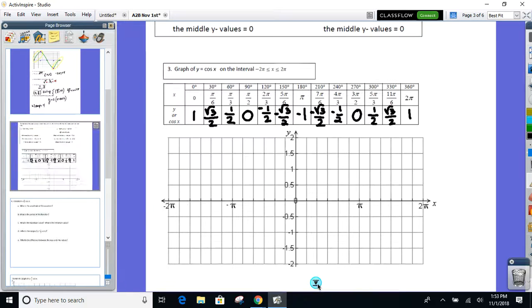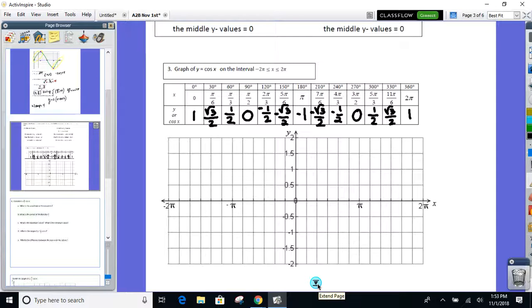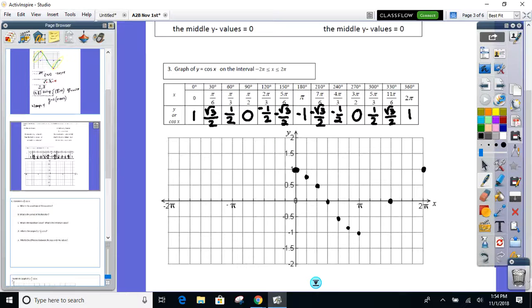All right, let's get a graph. Let's see what this beast looks like. Starts at not 0, but 1. Okay, start graphing the points now. What did we say radical 3 over 2 was? About 0.87, okay. 1/2, 0, negative 1/2, negative 0.87, negative 1. Go ahead, finish off those points, and let's see what the cosine curve looks like.